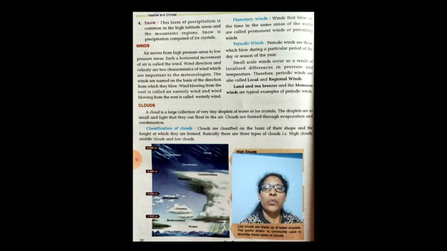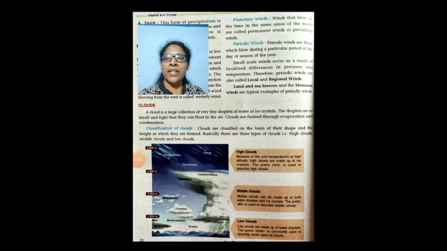What are planetary winds? Winds that blow all the time in the same direction, in the same areas of the world, are called permanent winds or prevailing winds or planetary winds. Second, the periodic winds. Periodic winds are those which blow during a particular period of the day or season of the year. Small scale winds occur as a result of localized differences in pressure and temperature. Therefore, these periodic winds are also called local and regional winds. Land and sea breezes and the monsoon winds are typical examples of periodic winds.